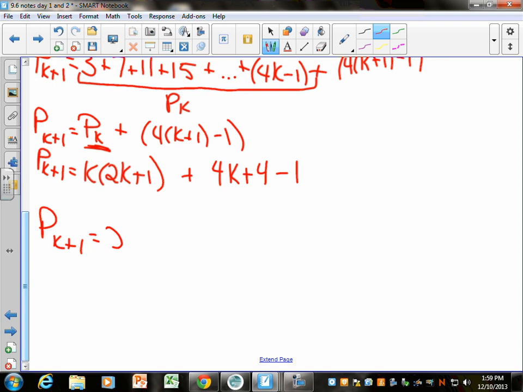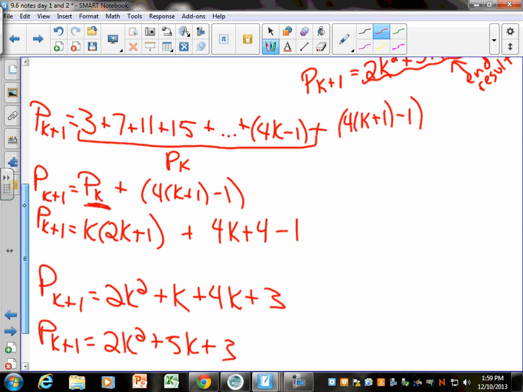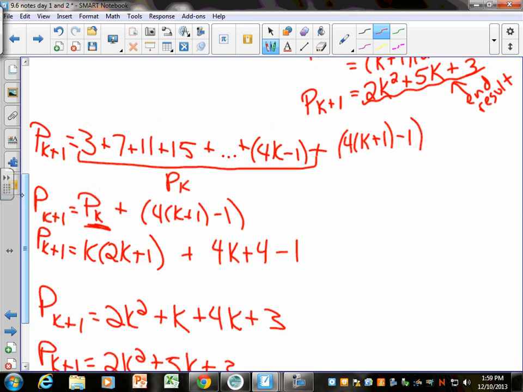So this would be 2k squared plus k plus 4k plus 3, or that's 2k squared plus 5k plus 3. The question is, does this, which I've written so big on here, I don't even think I can, does this match what I wanted to get up there? See how those equal the same thing?